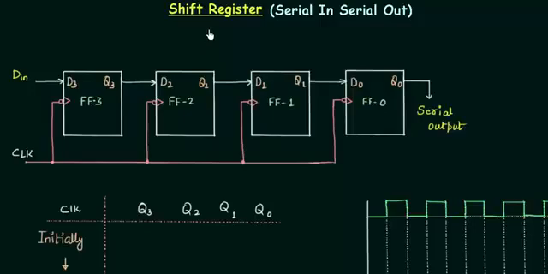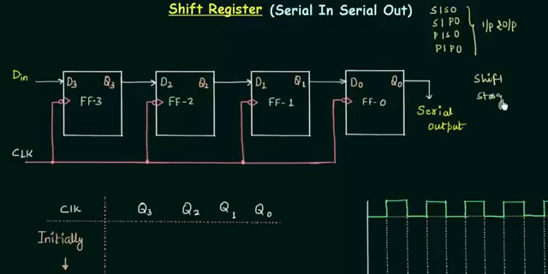In the last presentation, I explained the data formats and also classified the registers. The first classification was based on the input and output: serial input, serial output; serial input, parallel output; parallel input, serial output; and finally parallel input and parallel output. We also classified the registers based on the application, and we had shift registers and storage registers.